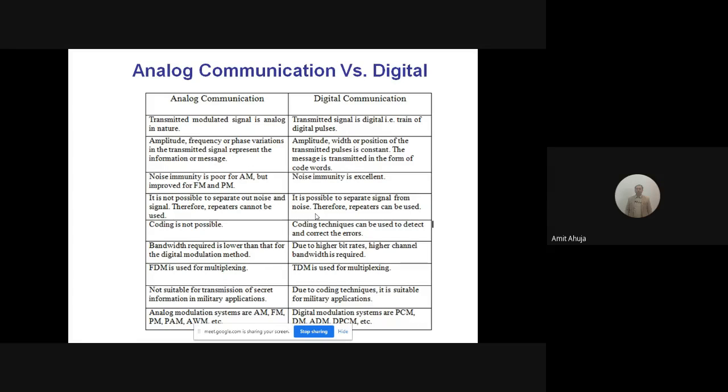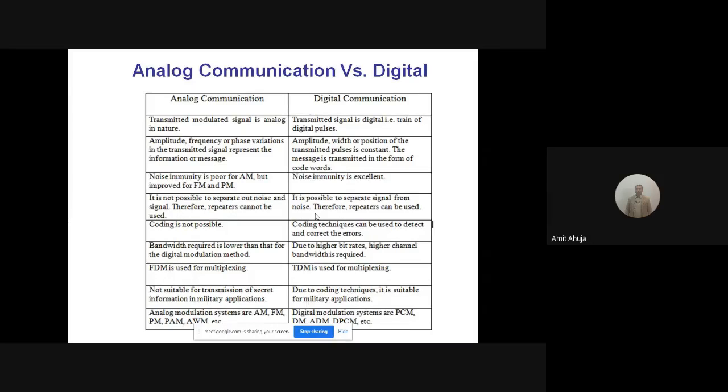We are ready to accept one more disadvantage of digital communication, that is analog to digital and digital to analog conversion. In analog communication, you need not convert to digital form, while in digital you need to convert. There is no other way. You have to convert analog into digital and then transmit. At the receiver, you need to convert digital to analog because you want the information in the same form. So these are the two important disadvantages of digital communication.